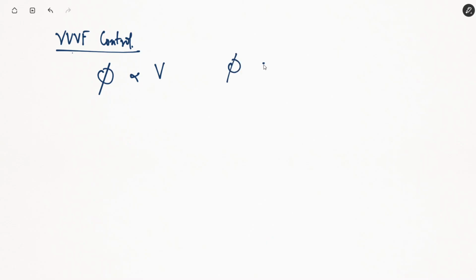Now why is it preferred over other scalar control strategies? We'll see why. What happens in variable voltage, variable frequency control is, what normally happens in case of an induction motor is that flux is proportional to voltage and flux is inversely proportional to frequency. So if we are using the voltage control method to change speed, or if we are using the frequency control method to change speed, while we are changing speed, flux also gets changed.